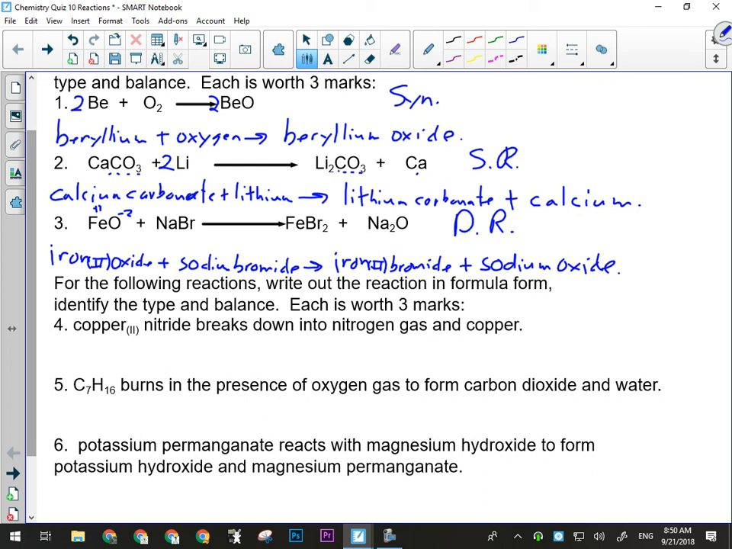Now we have to balance the whole thing. I've got 2 bromines over here, but only 1 over here. So I'm going to put a 2 there. That gives me 2 sodiums, and I have 2 sodiums over here. 1 oxygen, 1 oxygen, 1 iron, 1 iron.